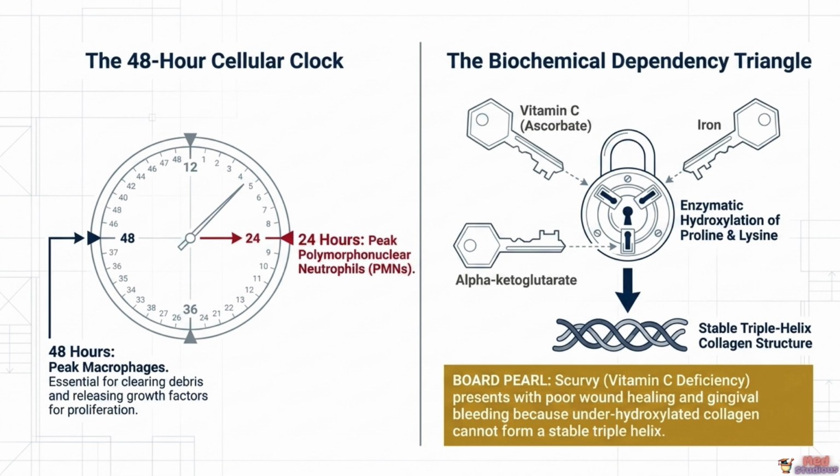The board pearl that flows from this biochemistry is one of the most reliable exam questions in medicine. Scurvy, which is vitamin C deficiency, presents clinically with poor wound healing and gingival bleeding, both directly explained by the fact that underhydroxylated collagen cannot form a stable triple helix and therefore lacks structural integrity. This is not a trivia question, it is applied biochemistry.